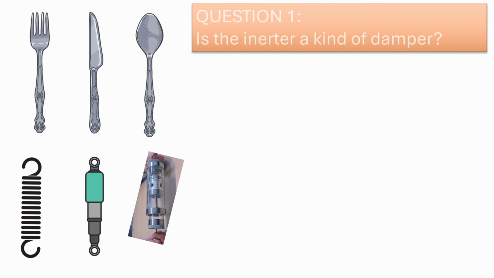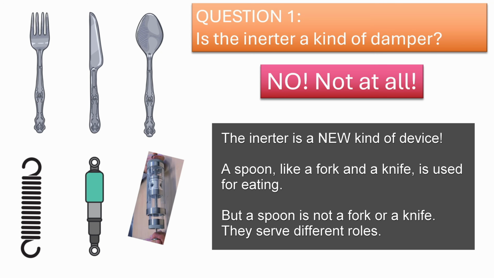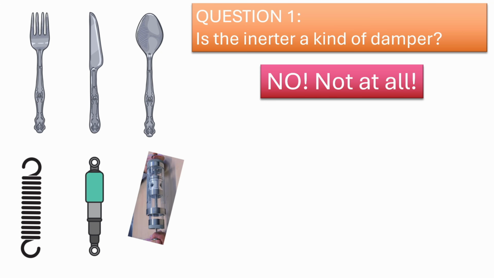The first question is, is the Inerter a kind of damper? No, not at all. First of all, the Inerter is a new kind of device. Like a spoon, it's a new kind of cutlery with respect to a knife and a fork. Sure, like a knife and a fork, a spoon is used for eating. And similarly, an Inerter, like a damper and a spring, are used in a suspension system, but they serve different purposes.